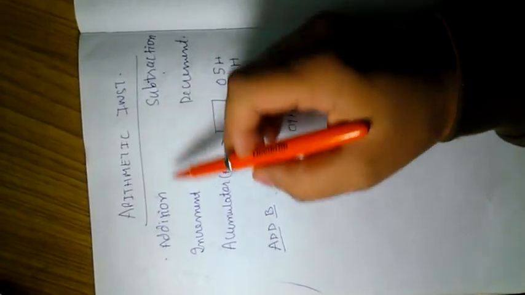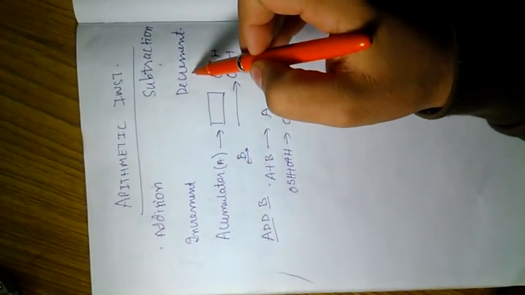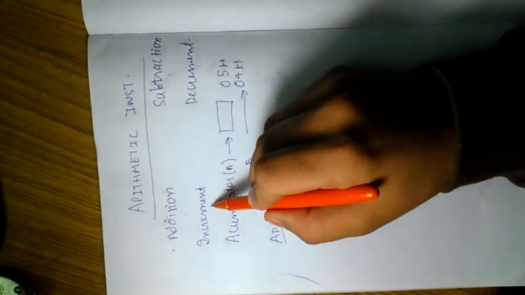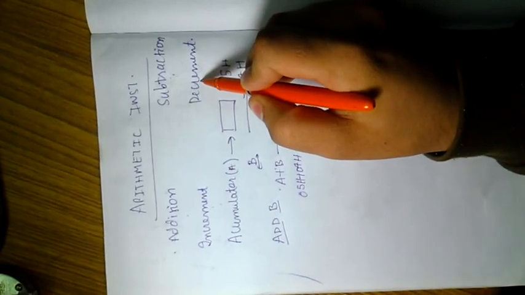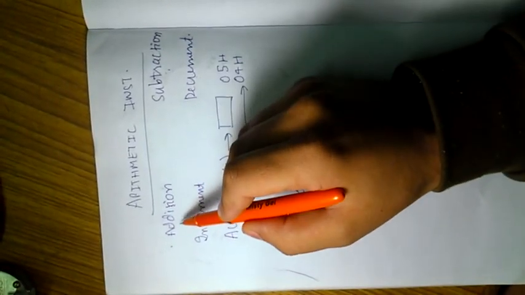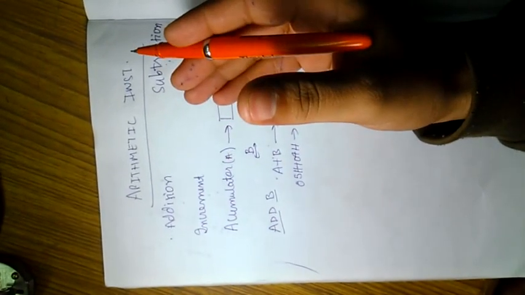Arithmetic instructions are of four types: addition, subtraction, increment, and decrement. Now, addition and subtraction act on two numbers. Increment and decrement act on a single number or value.